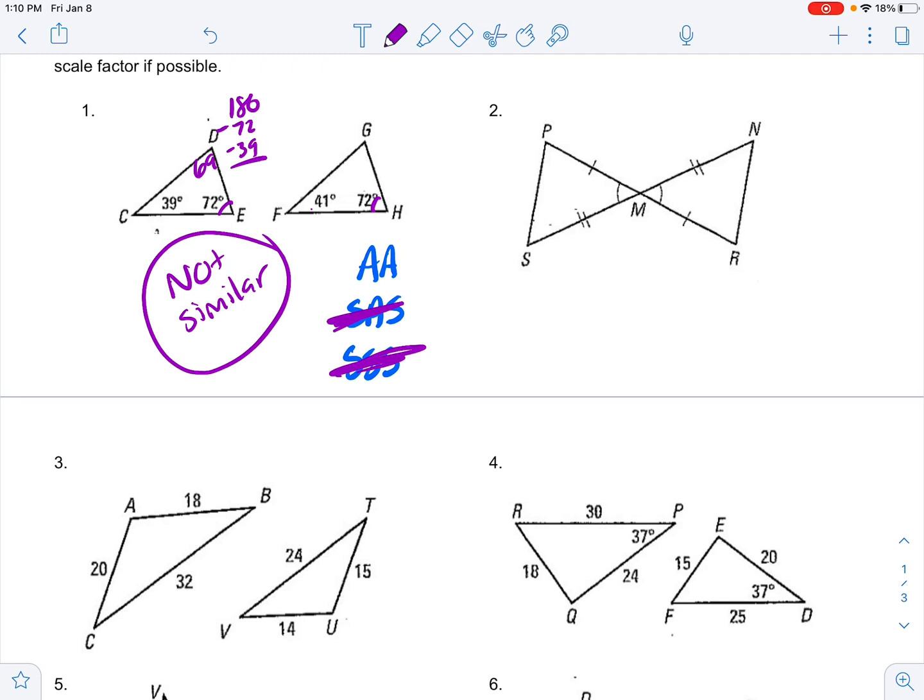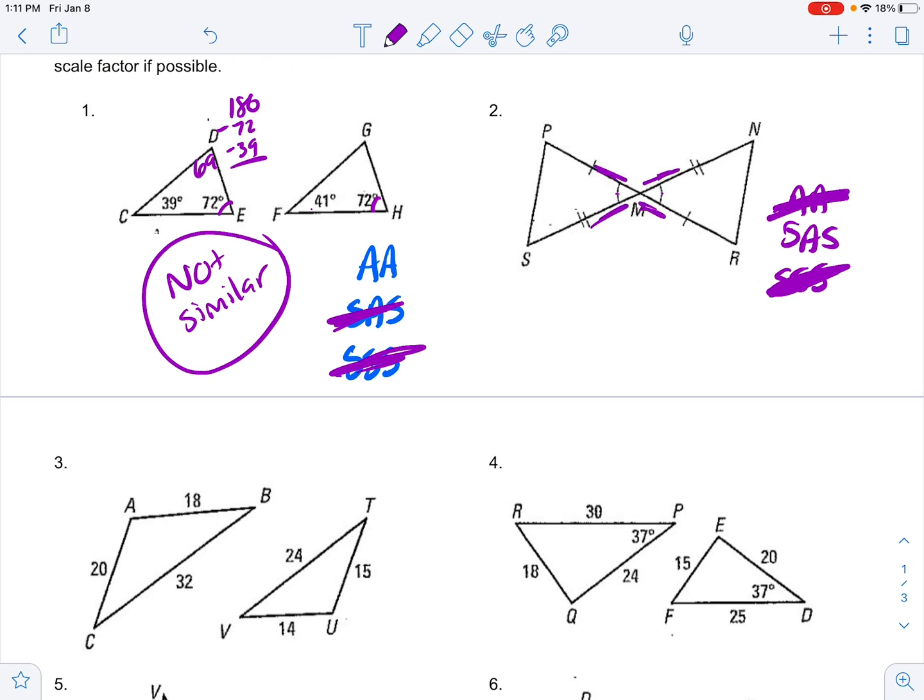Next one. For this one, I have angle, angle, side, angle, side, and side, side, side. Do I know something about two angles in each triangle? No, and I don't have any parallel lines, so I can't find the other angles, so that's out. No angle, angle. Do I have all three sides in each triangle? Nope, so that's out. I do have one angle in each triangle, and I have the two sides that form that angle.